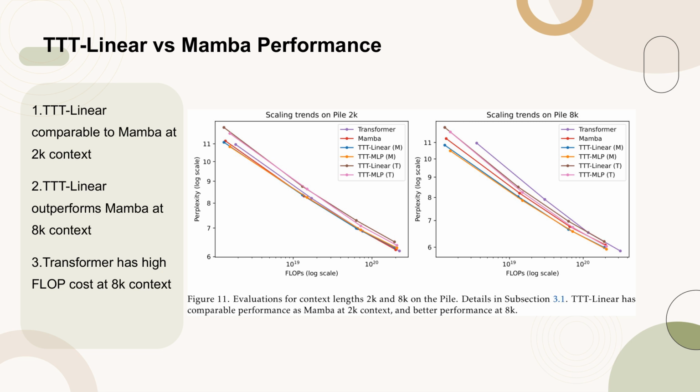At 8K context, TTT linear, M, and TTT MLP, M, significantly outperform Mamba. Even TTT MLP, T, with the Transformer backbone performs slightly better than Mamba around 1.3B parameters. This figure highlights that as context length increases, the advantage of TTT layers over Mamba widens. Additionally, Transformer maintains good perplexity at 8K context but is not competitive due to its high FLOP cost.